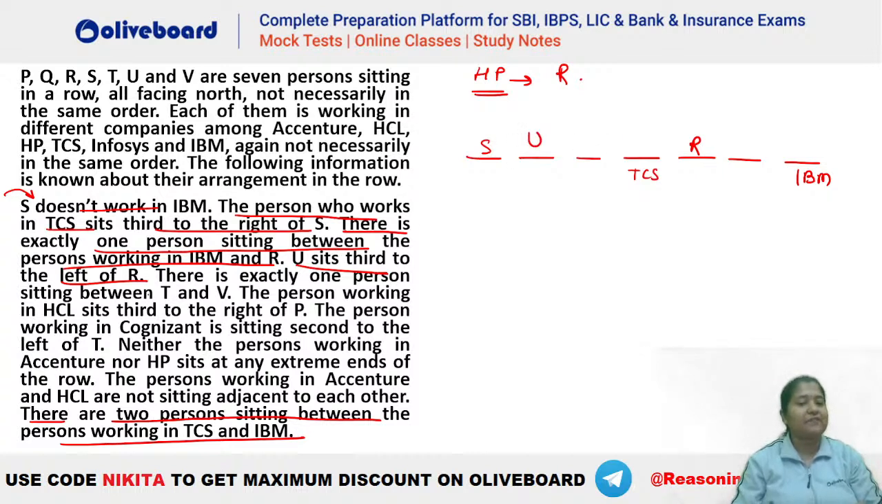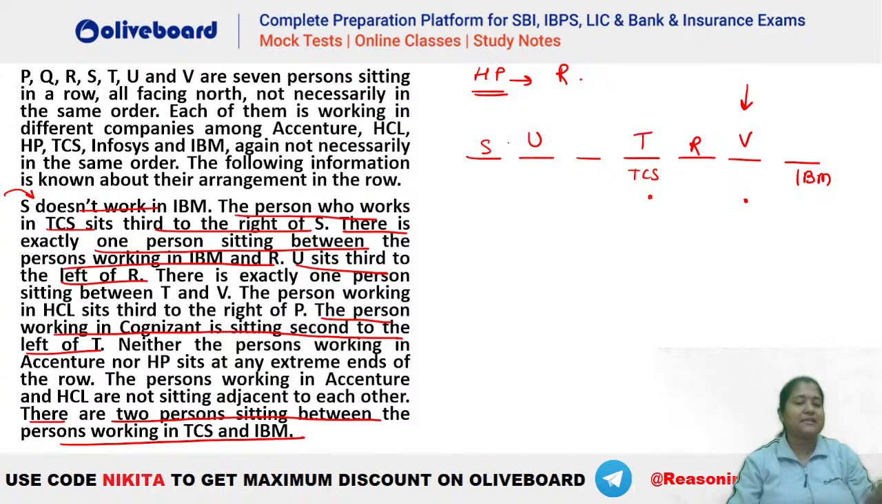Now there is exactly one person between T and V. So you can see T and V have to be here only, right? T and V will be here only because one person is there between T and V. Also, we have this information. The person working in Cognizant is second to the left of T, isn't it? The person working in Cognizant should be second to the left of T. So if you take your T at this position, you will not be able to take your Cognizant because TCS will be second to his left, isn't it? So that means T will be this person and V will be this person.